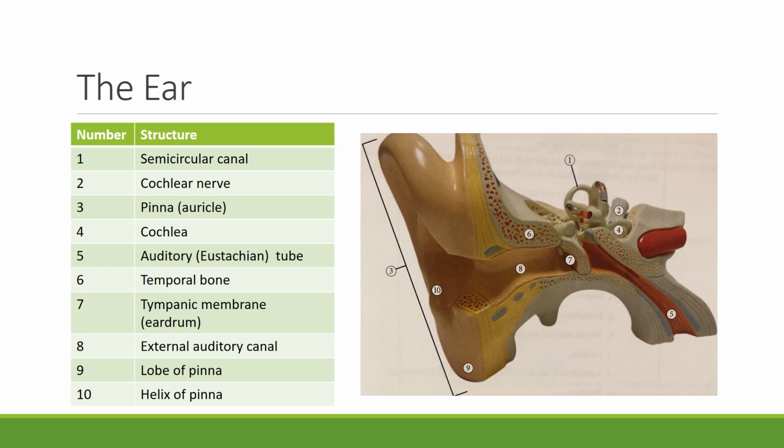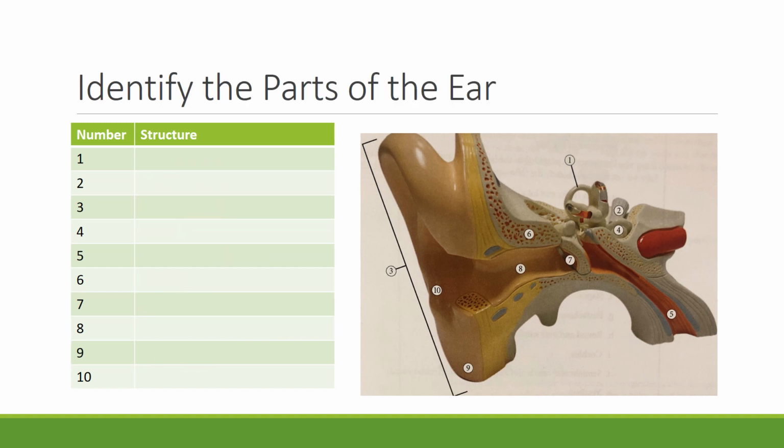Number 7 is the tympanic membrane, also known as the eardrum. Number 8 is the external auditory canal. Number 9 is the lobe of the pinna. And number 10 is the helix of the pinna. Here is the same model. See if you can label the parts.